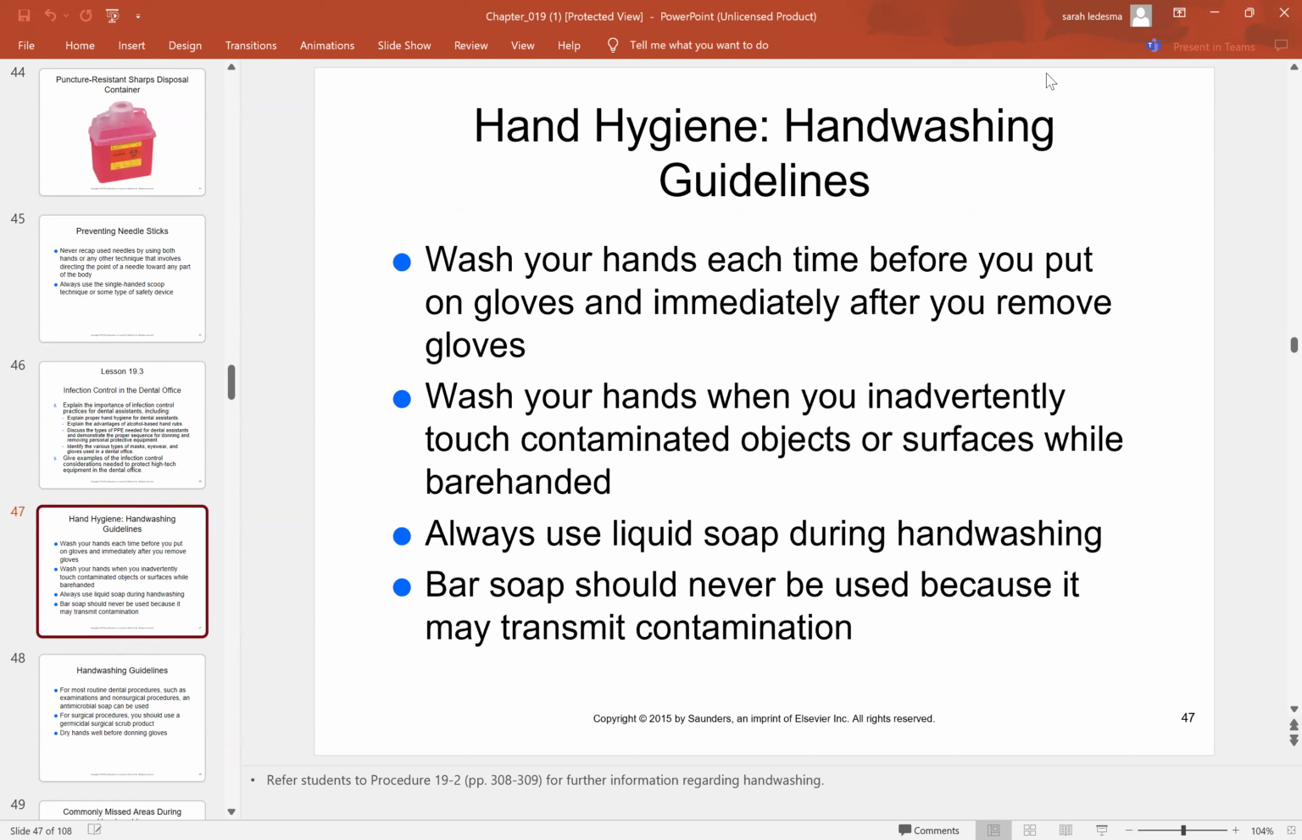Wash your hands each time before you put on gloves and immediately after you remove gloves. Wash your hands when you inadvertently touch contaminated objects or surfaces while barehanded, and always use liquid soap during hand washing. Bar soap should never be used because it may transmit contamination.